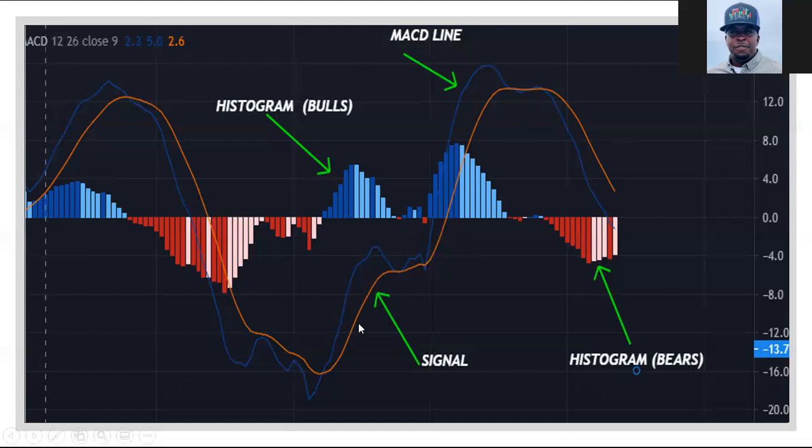Again, your signal is orange. Your MACD line is going to be blue. Histogram bulls and the histogram bears. Your baseline is 0. This is where the histogram lies.